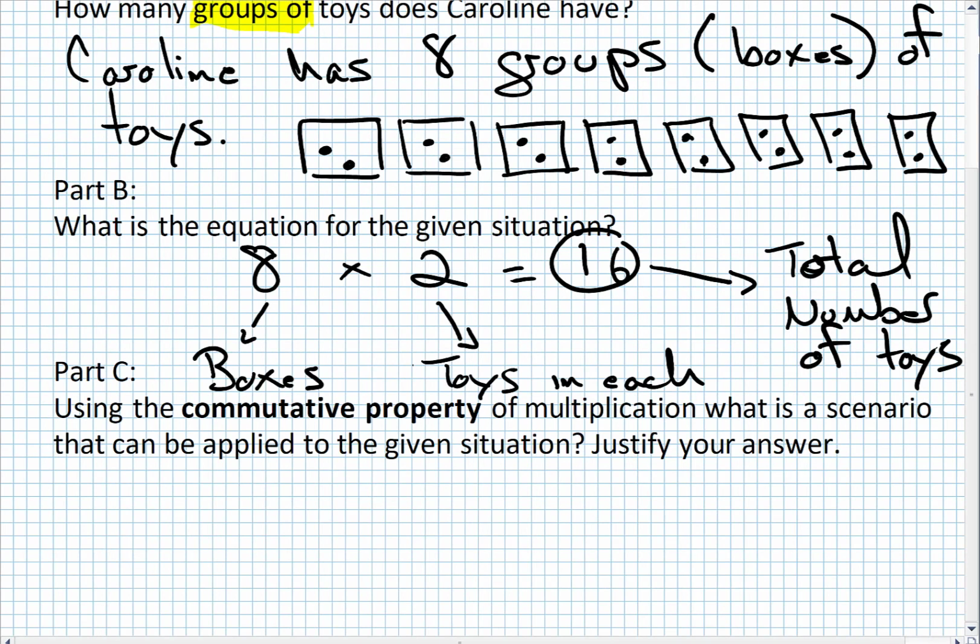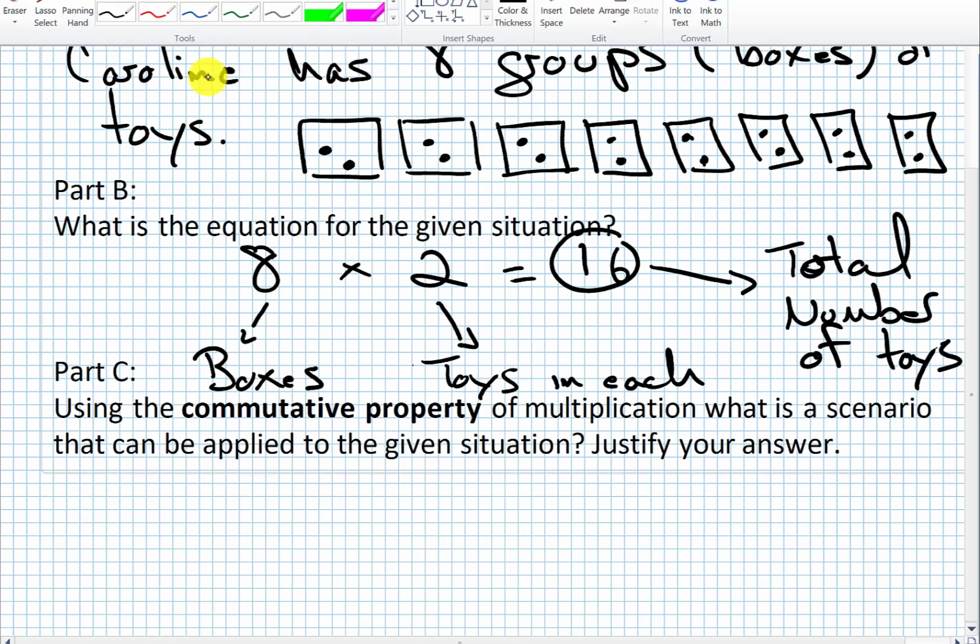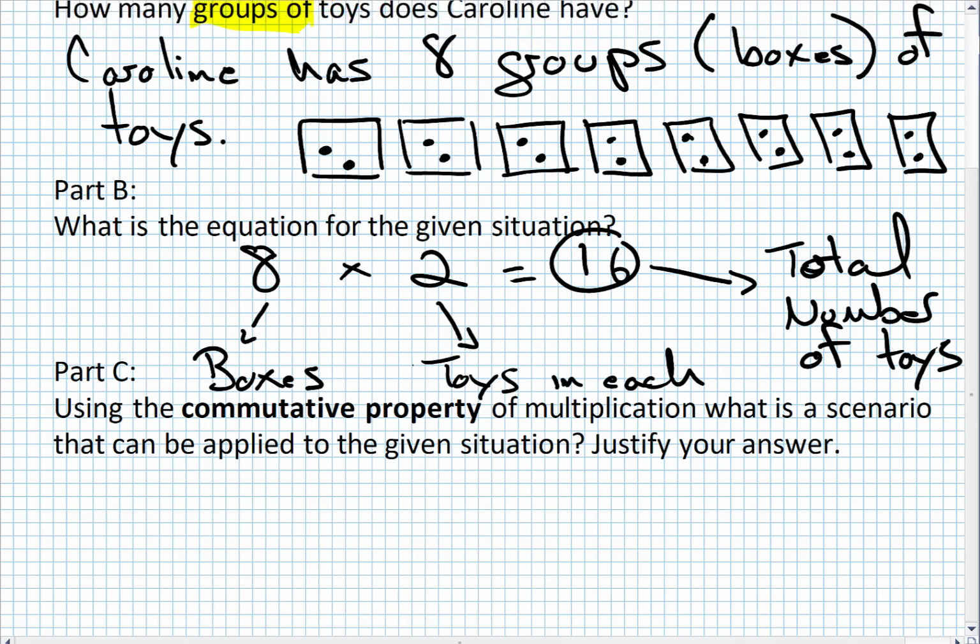Okay, now that we finished part B, let's take a look at what's going on in part C. Let me grab my trusty highlighter here. I'll use a different color. Part C says, using the commutative property of multiplication, what is a scenario that can be applied to the given situation? Justify your answer. Before we can even answer that, we need to be very clear on what is meant by the commutative property of multiplication.